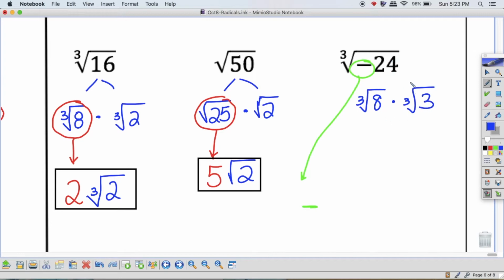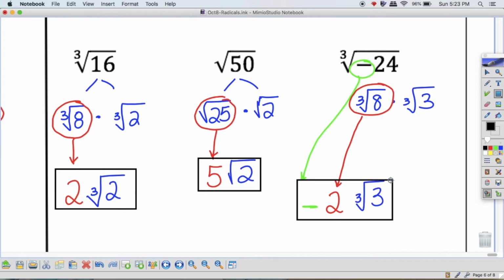And I broke this down. Why did I want to do that? Because 8 is a perfect cube, and I could take the cube root of 8. What can I multiply by itself 3 times to get 8? It is 2. And then times the cube root of 3. Okay, so we got the same answers. We just used 2 different methods.